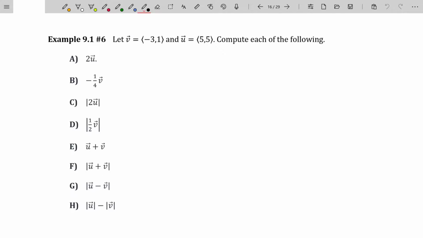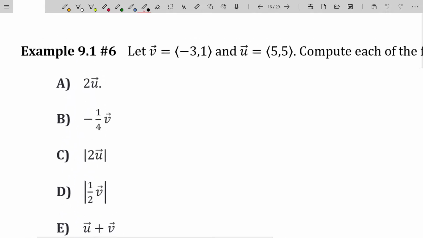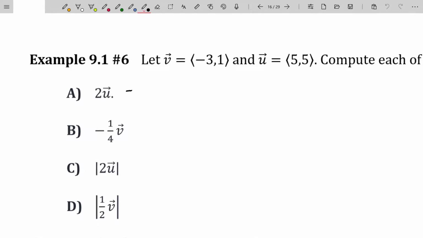All right, so let's go ahead and finish out this video with some arithmetic. We're going to use our same two vectors we've been using all along, and just compute each of these. So let's compute 2 times u. Well, that's going to be pretty easy. That's 2 times the vector 5, 5, which we know is going to be 10, 10.